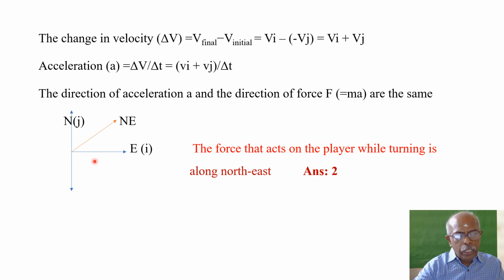So you have Vi here, you have plus Vj here. Of course, minus Vj represents the initial velocity, but when you find the change in velocity, you have Vi plus Vj only. So what is the resultant direction of these two vectors Vi and Vj? Definitely it will be along this direction, that is northeast. So the force that acts on the player while turning is along northeast. So option 2 is the right answer.